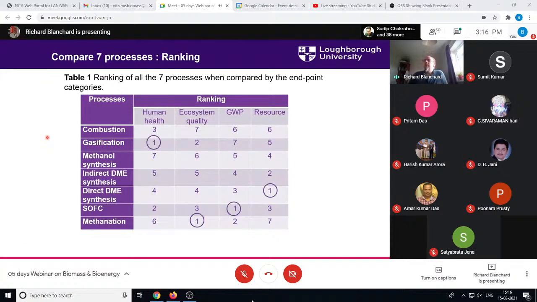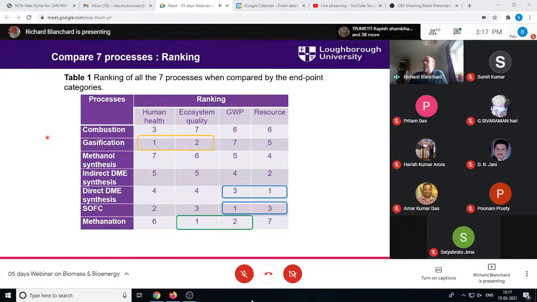So if we look at these, then we can see that ranking first overall for human health is gasification, methanation is good for the ecosystem, for global warming potential the best is the solid oxide fuel cell, and for resource consumption it is the direct dimethyl ether synthesis. And ranked second, we've got gasification, which is good with human health, and methanation for ecosystems and global warming.